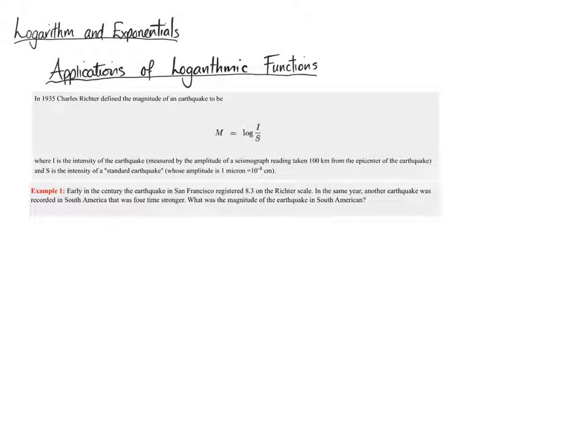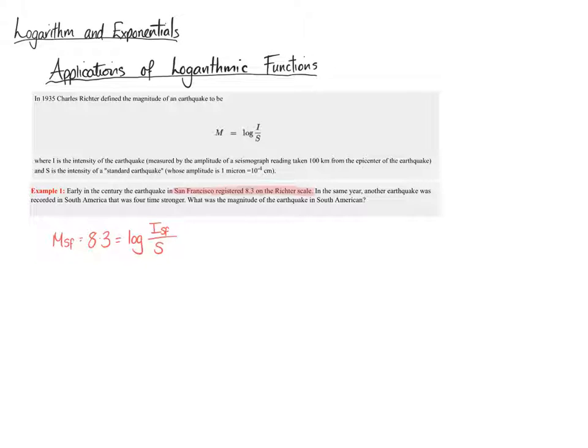So we can take our first bit of information. We know that it measured 8.3 on the Richter scale, that's the San Francisco one. So we can say that the magnitude of the San Francisco earthquake was 8.3, and that was equal to log of the intensity of the San Francisco earthquake divided by the standard one.